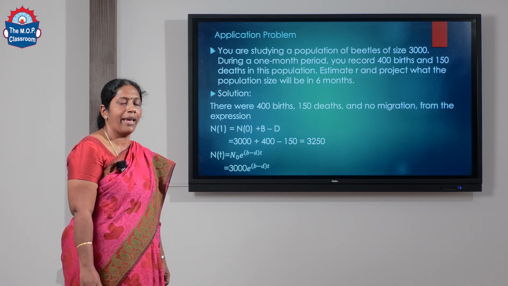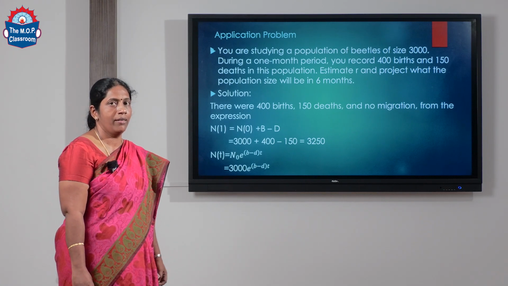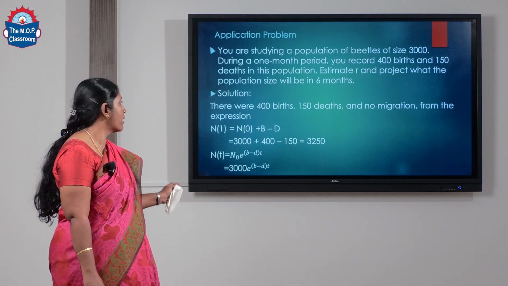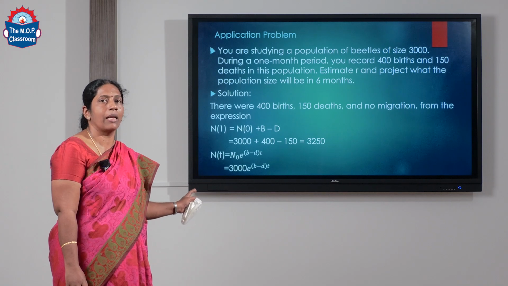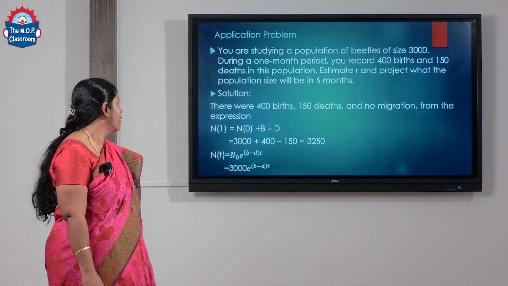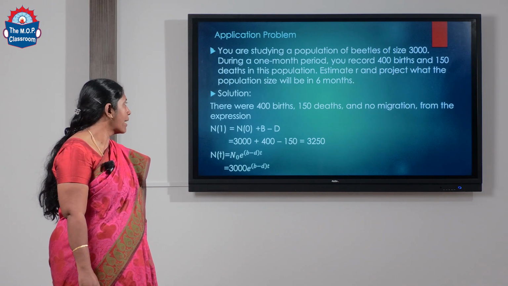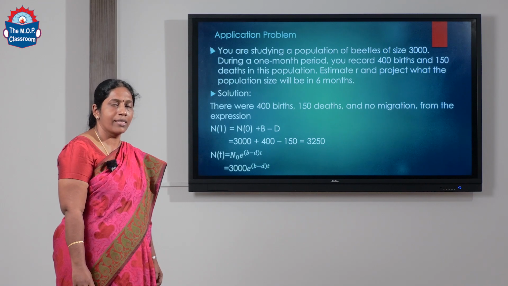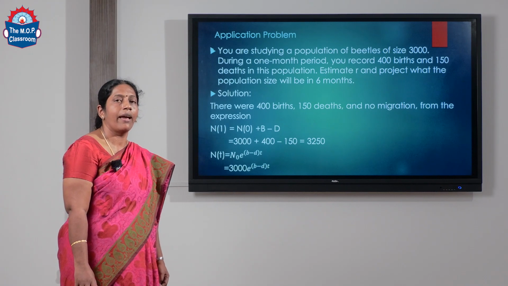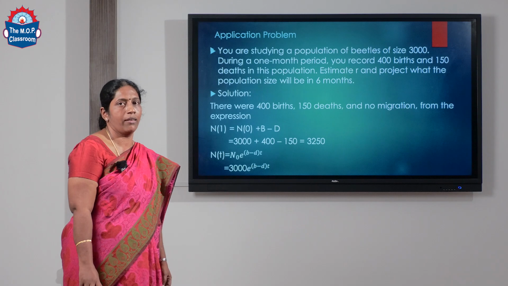Now, as per the equation which we have already written in the simple population growth model, suppose we need to find N(1), that is, the size of the population in a 1 month period. It is given by N(1) equal to N(0) plus the number of births minus the number of deaths. So N(1) is equal to 3000 plus 400 minus 150, which is equal to 3250. This is the population of the betas after a 1 month period.